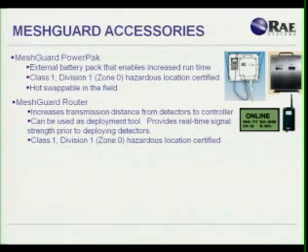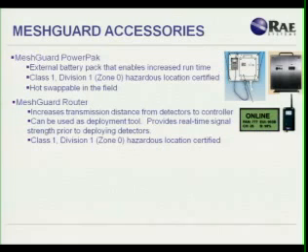The other function of the MeshGuard router, which we really try to push on people, it's actually included as a standard product in the kit, so I think most of you are familiar with it. The other function of the router is as a system deployment tool. So on the router, before you set up any detectors, you can walk around with the router, you press the button, and it'll give you the real-time wireless signal strength at that particular location.